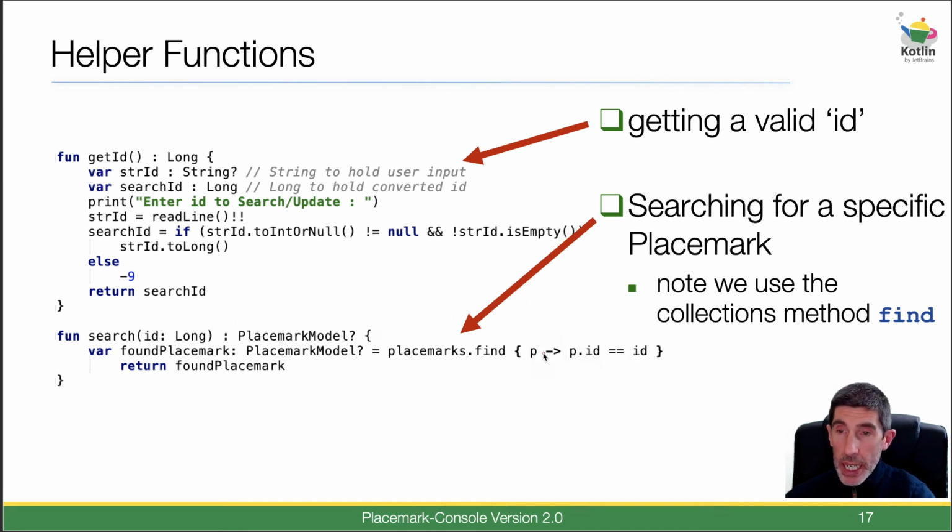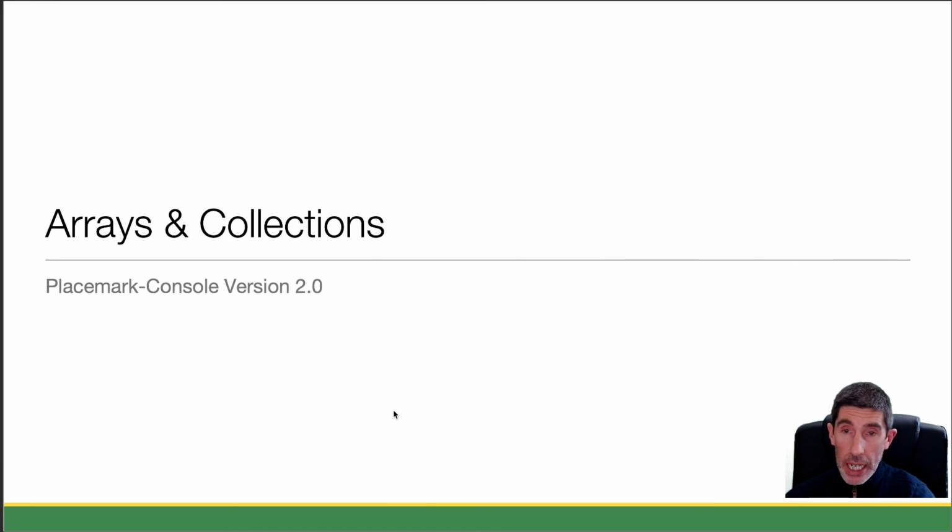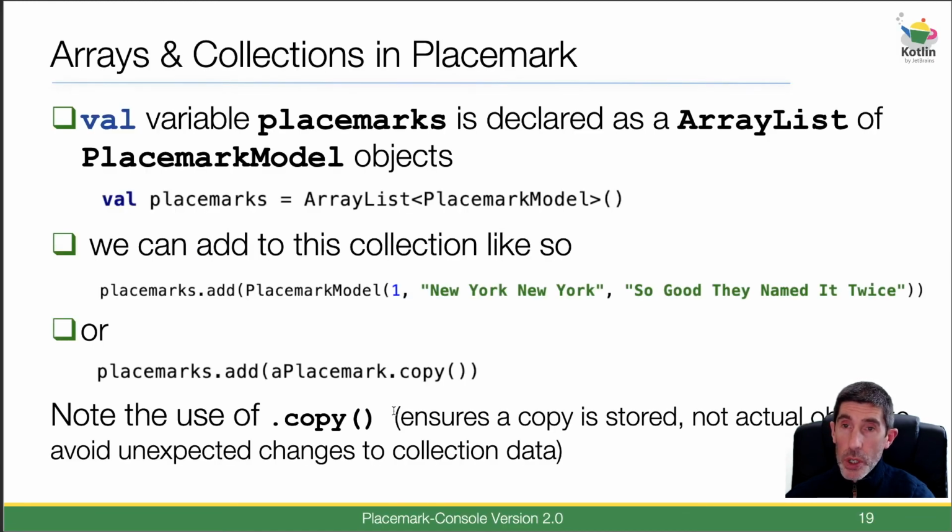And we will see these higher order functions later on. There's quite a lot of them available with the collection classes. So to talk a little bit about arrays and collections in our version 2, the val variable placemarks is declared as an ArrayList of PlacemarkModel objects. So again, virtually equivalent to what you would have seen in Java, just that the syntax is slightly different. The end result is the same.